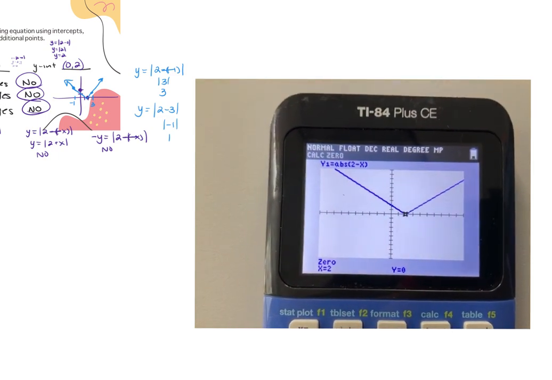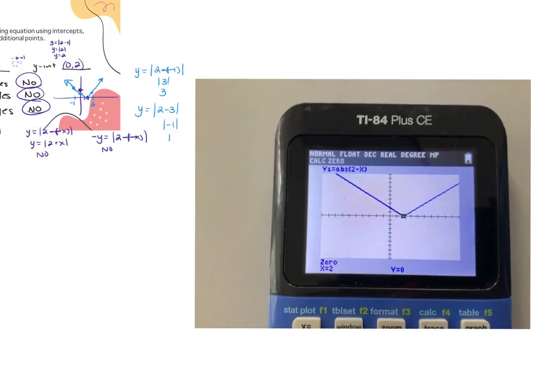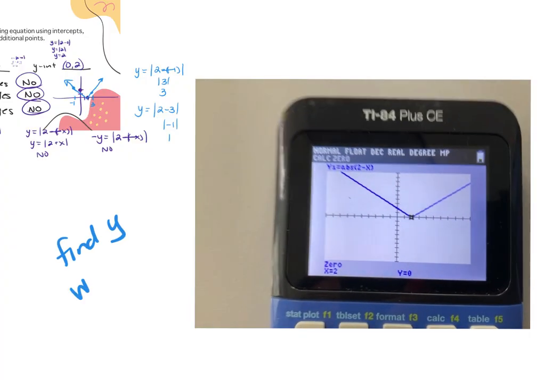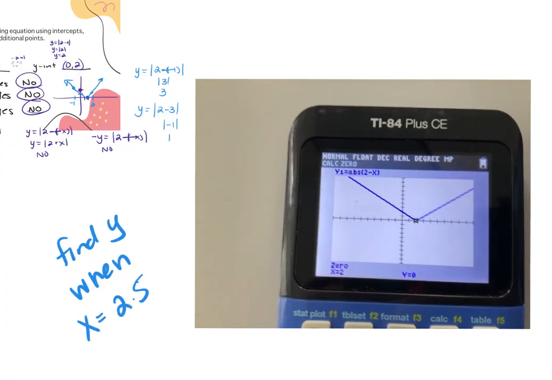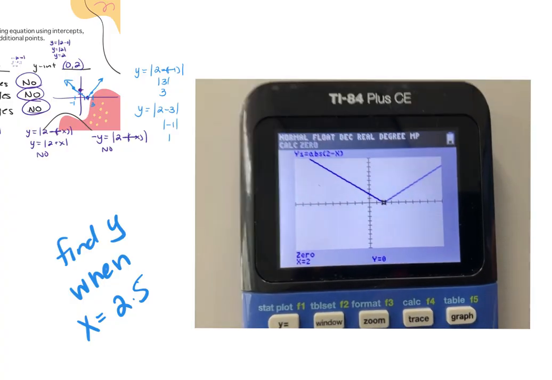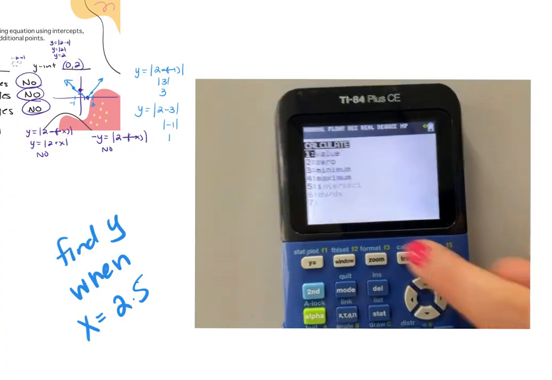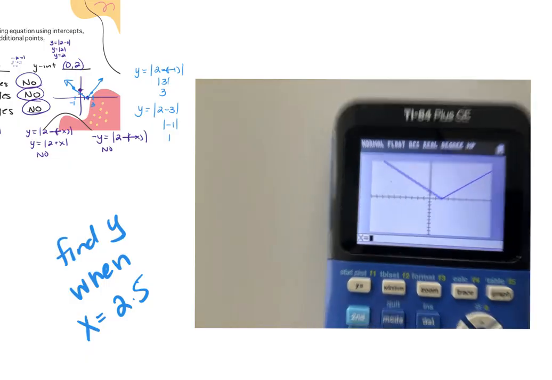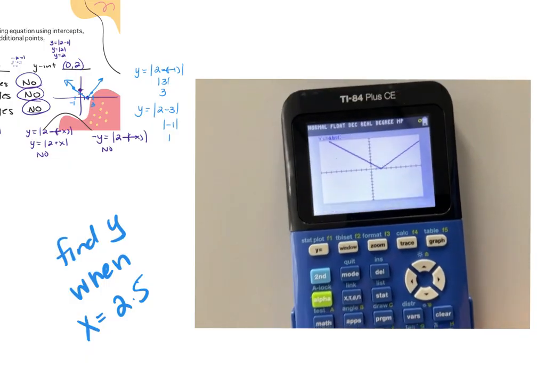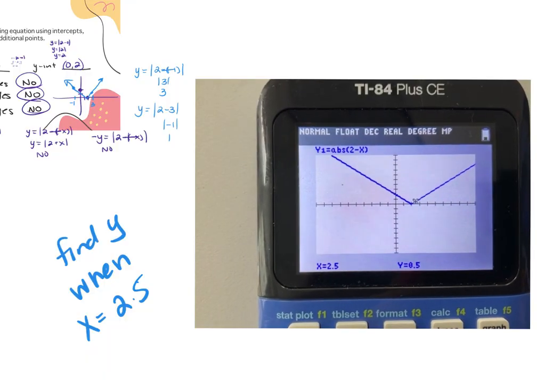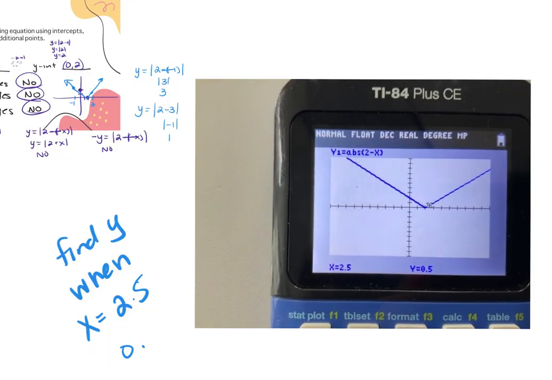Okay? Now, let's just practice this. It didn't say it on this question, but let's say it said find y when x equals 2.5. Yes, I know you could plug this in, but the equation won't be this simple on your quiz. So I'm going to go second trace and value this time. And I'm going to type 2.5. And what's the y value when x is 2.5? 0.5. Good.